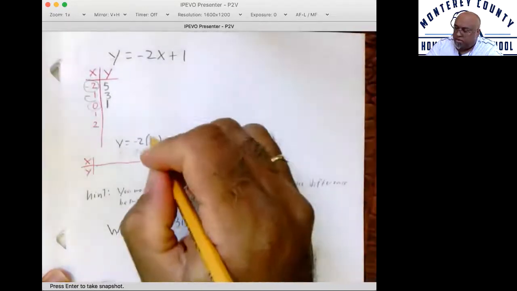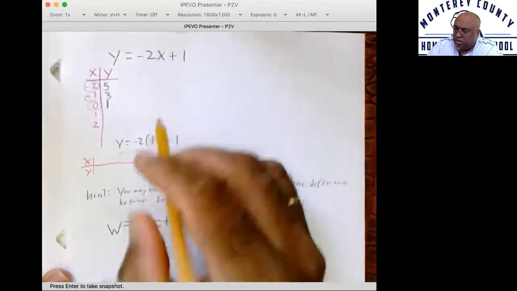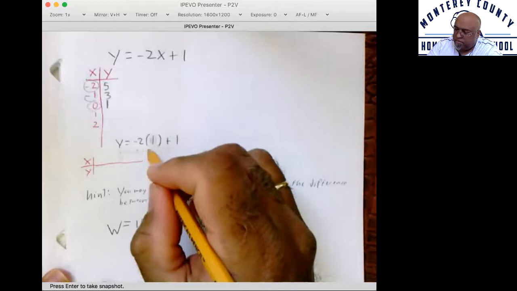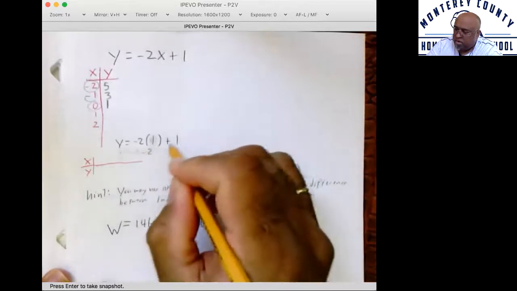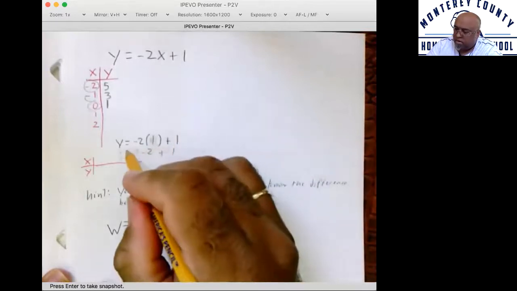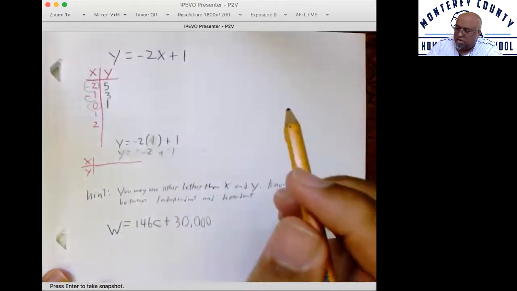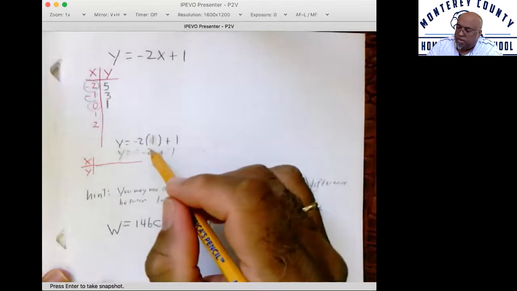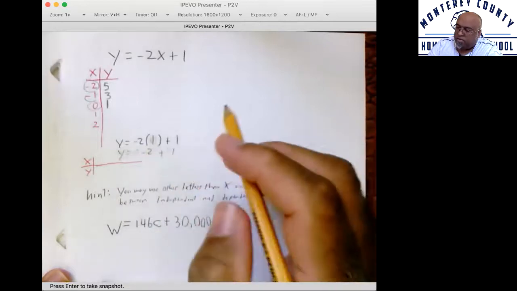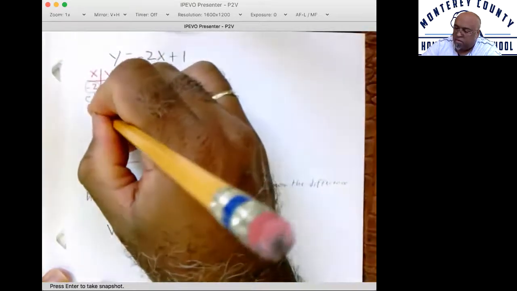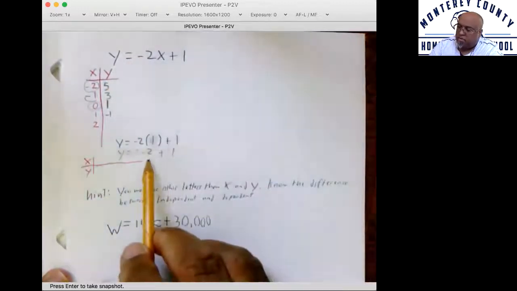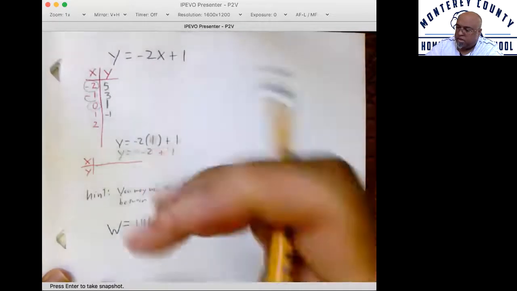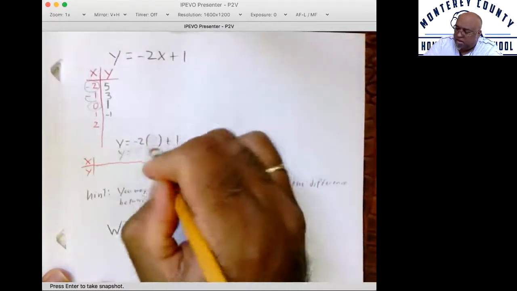But continuing on, if x is 1, 1 times -2 is -2. -2 plus 1, no, it's an integer question. Yep, you're right, Evelyn, you got it. Then if y is equal to -2 plus 1, then y itself would be equal to -1. Because -2 plus +1 would be -1. Okay, I'm going to erase again.